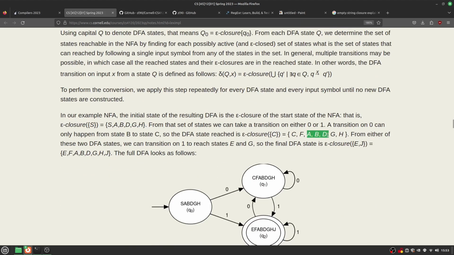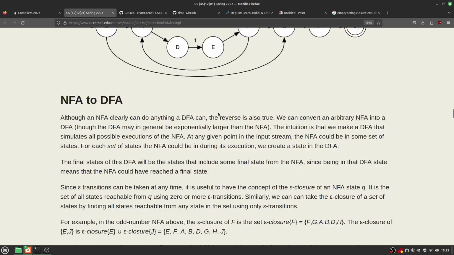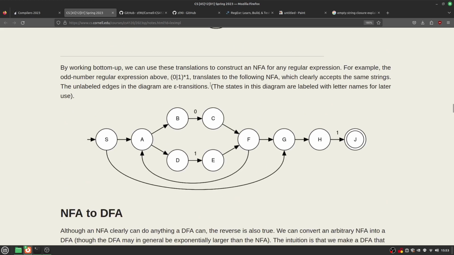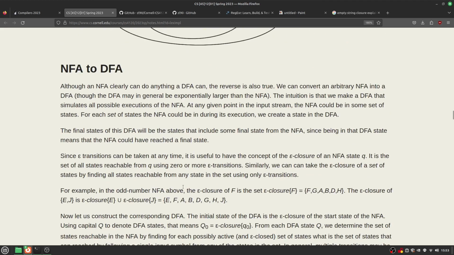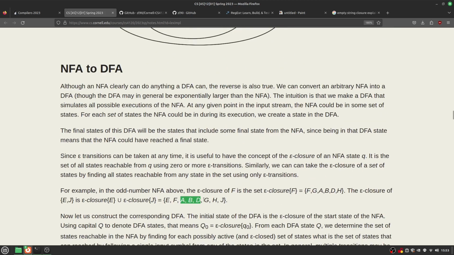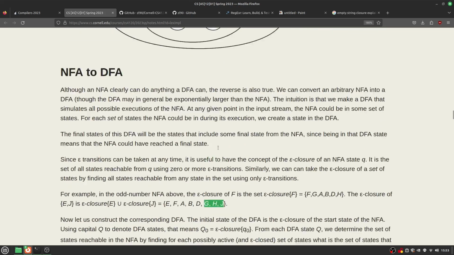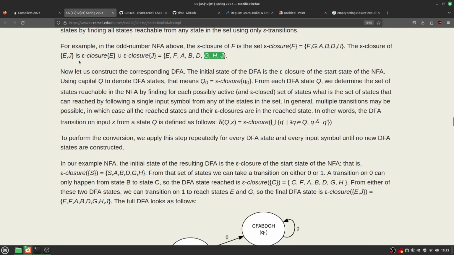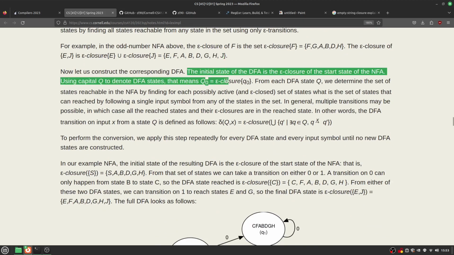A, B, D. Wait a minute. Where am I? Here. A, B, D, E, and F, G, H, J. Cool. Now, let us construct the corresponding DFA.